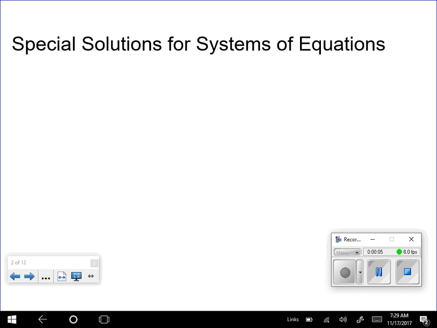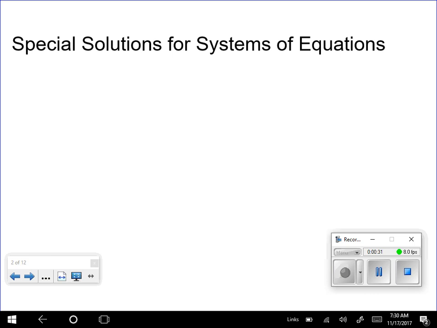Today we're going to be looking at special solutions for systems of equations. Yesterday we started off with our first day of systems of equations. We talked about how systems of equations are just two or more sets of equations, and a solution to those equations would be an ordered pair that fits both equations or all of the equations that are involved in the system.